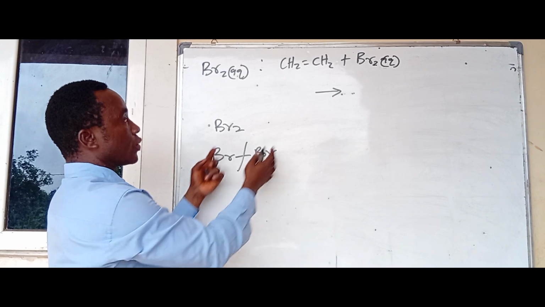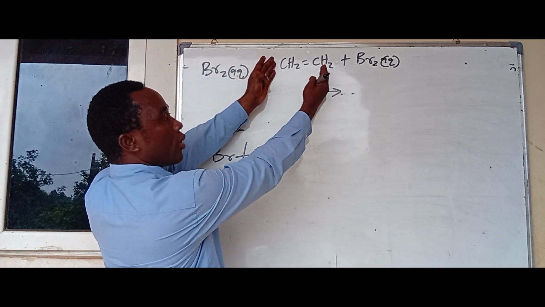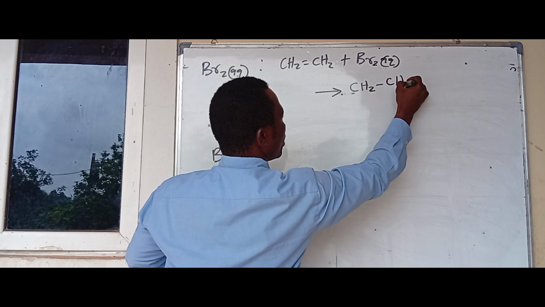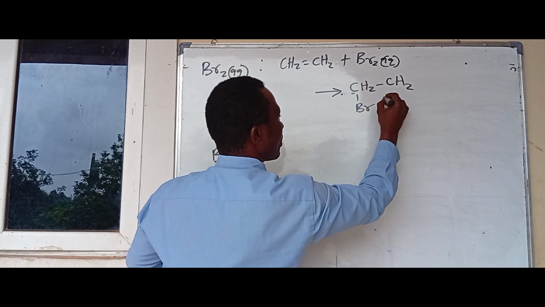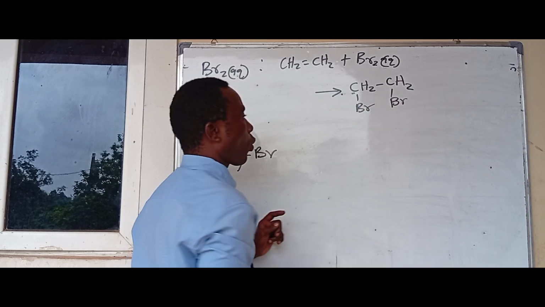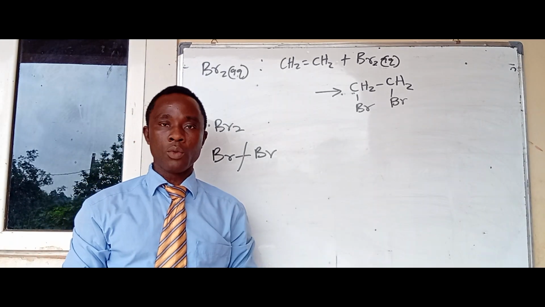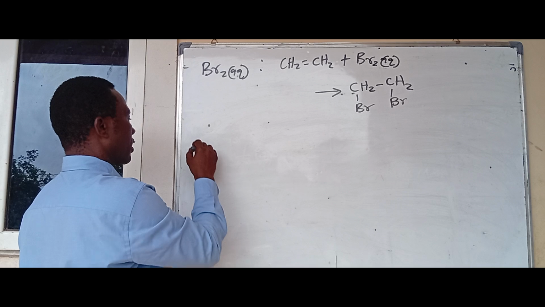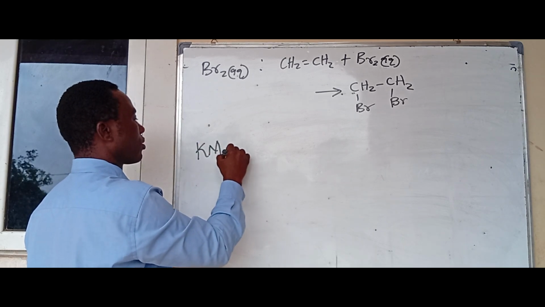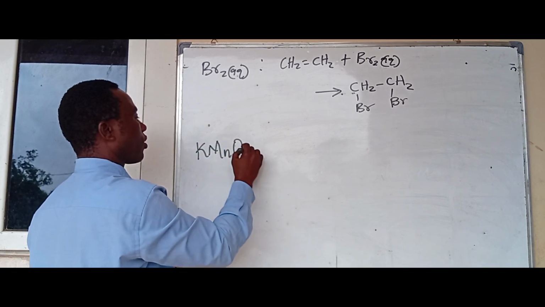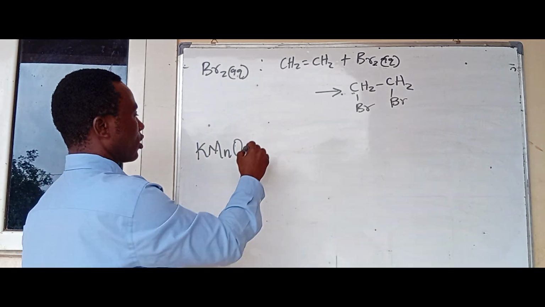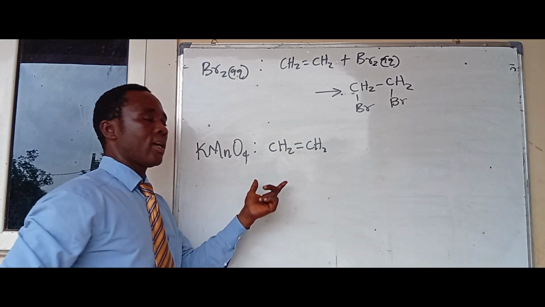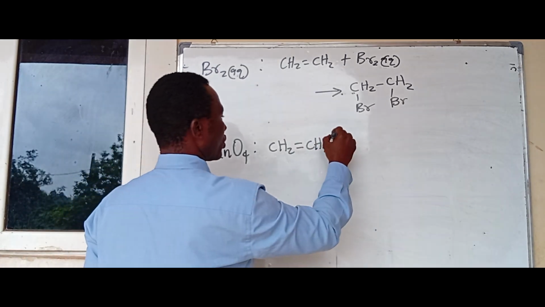Once you attach two groups to the carbons having the double bond, the double bond breaks. So what we have is CH2, CH2, then you have Br here and Br here. That is 1,2-dibromoethane. Then if we use KMnO4, for example, what you have is CH2=CH2, that is ethene, reacting with KMnO4.